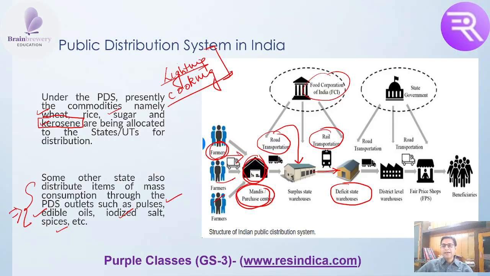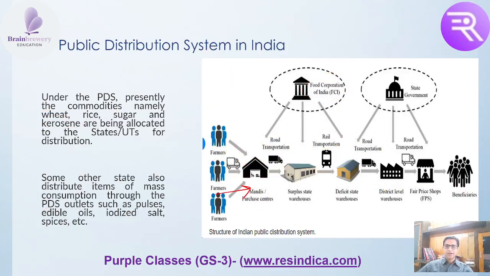Then the state government takes road transportation, rail transportation. From the state warehouses, it goes to the district level. From the district level, it goes to the fair price shop, and from the fair price shop, it goes to the beneficiary. So this is the hierarchy: the farmer gives to the purchasing center. The purchasing center sends it to the FCI warehouses. Then FCI warehouses send it to the deficit state. Then state warehouses send it to the various district levels, and then the district sends it to the fair price shop, and the fair price shop provides these food grains to the beneficiary. So this is how things work.